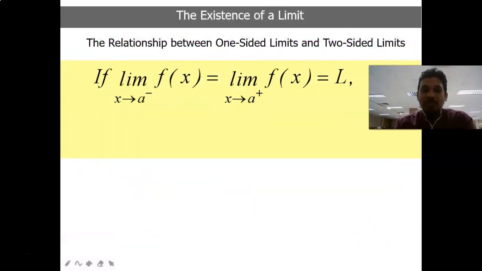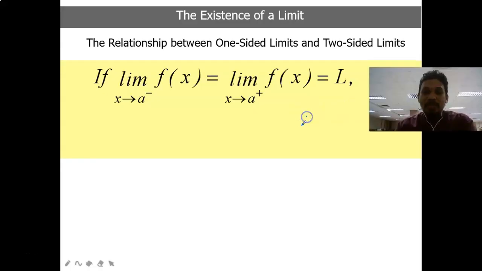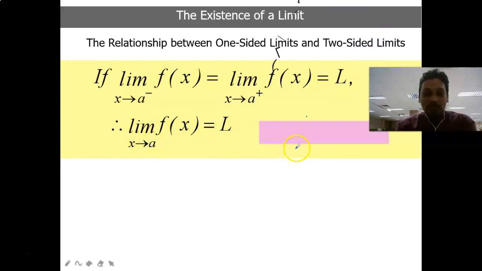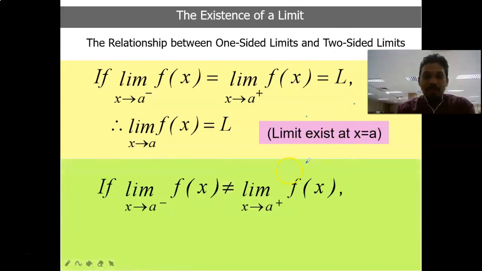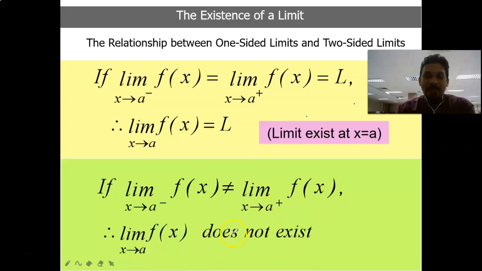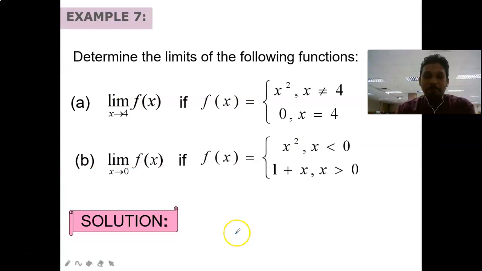Relation between one-sided and two-sided limits. When x approaches a from the left and right equal to L, then the limit of f(x) as x approaches a equals L. The limit exists at x equals a. And if the limit of f(x) as x approaches a from the left is not equal to the limit of f(x) as x approaches a from the right, then the limit does not exist.